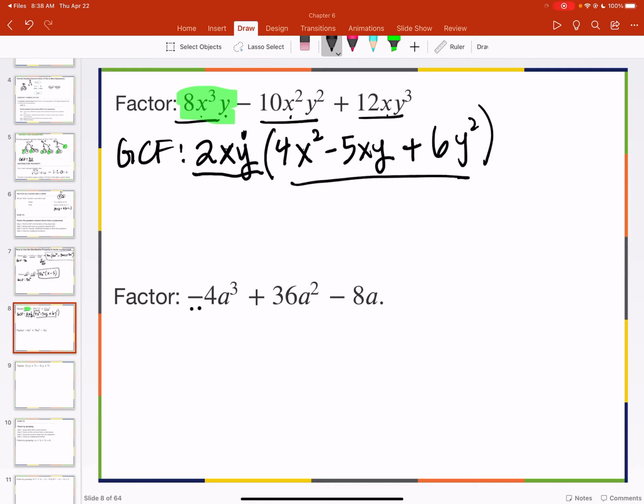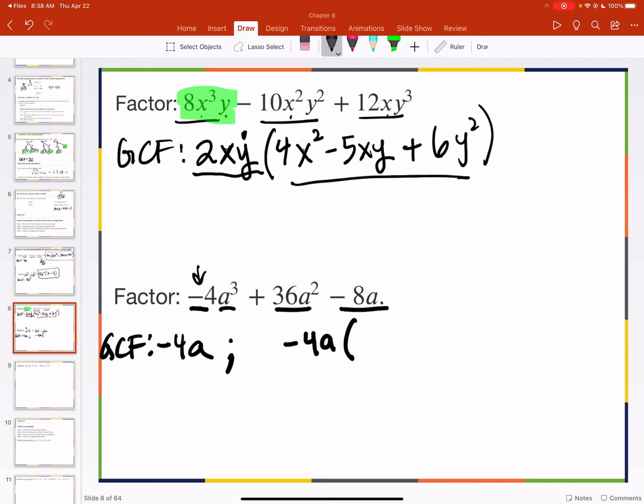So then here we have negative 4a cubed, 36a squared, and negative 8a. So I can factor out a negative 4a. That could be my GCF here, because that's what divides all three. And also, since there's a leading negative, I'm just going to go ahead and take it out. So I'm going to write negative 4a.